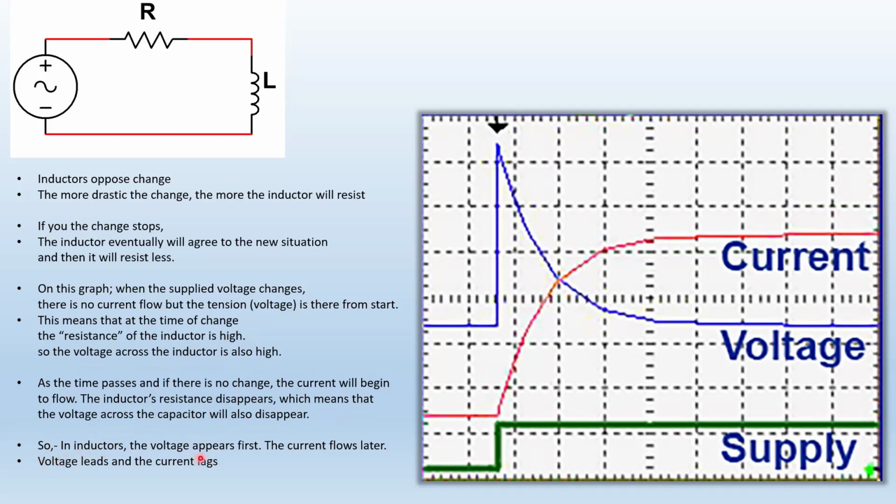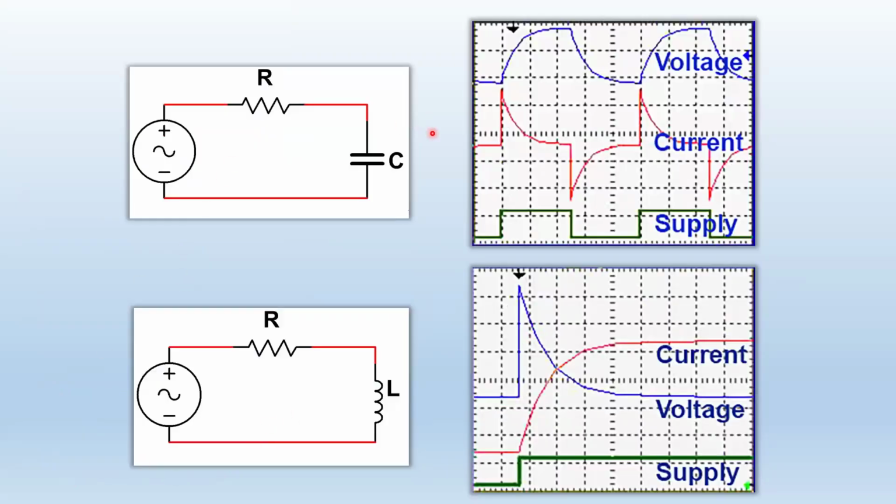So in inductors, voltage appears first, and the current flows later. Voltage leads and the current lags. Just the opposite of the capacitor, and you can see those two graphs. In a capacitor, current leads, it appears first. And in an inductor, voltage appears first.